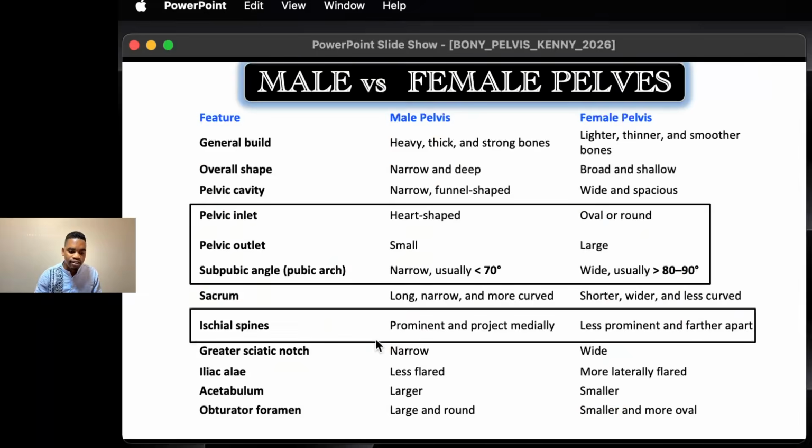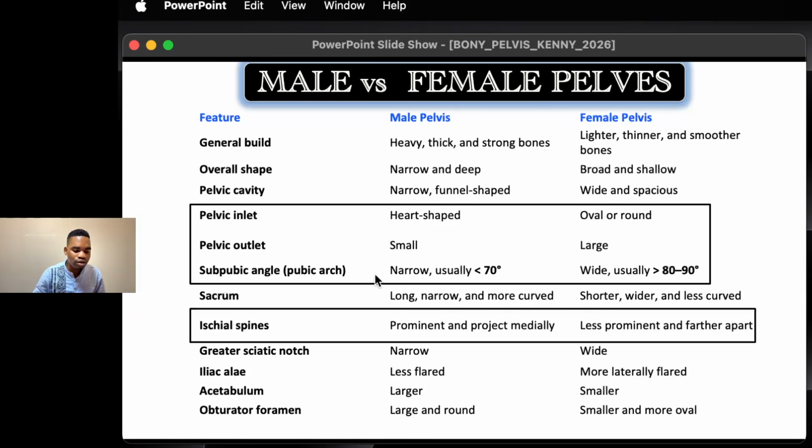Now I've put a side-by-side table here to compare the differences between the male and the female pelvis. As you see, we have a lot of these differences. You can take your time, but these are the most important ones that you can never miss. You have the pelvic inlet, as we've said, in the male is heart-shaped, in the female is oval or round. We have the pelvic outlet, usually small in the male pelvis because of the projection of the ischial spine and the tip of the coccyx, but in the female pelvis it's usually large.